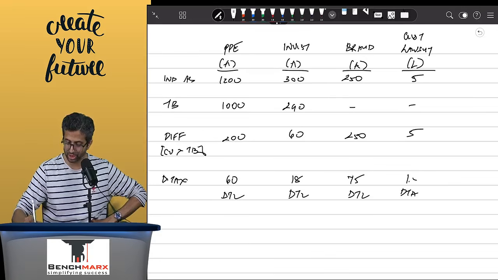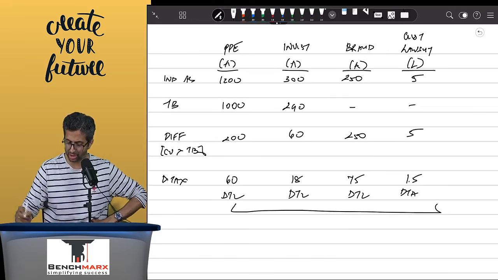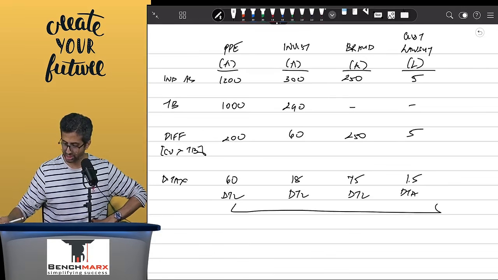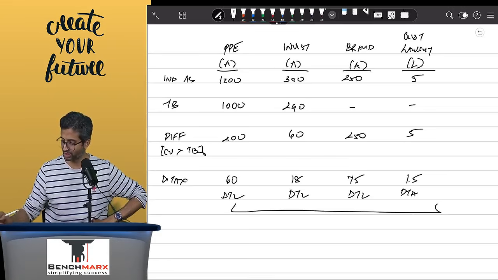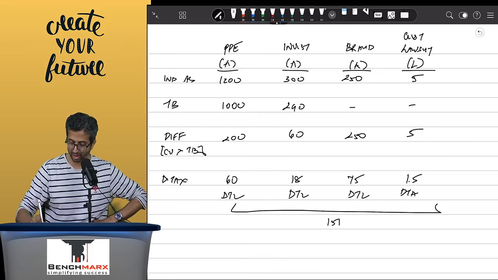5 into, so this is 1.5, and hence if I were to total all the DTLs, this is 78 and 75, and then minus 1.5, this comes to 151.5. This is your net DTL. What ICAI has done is they have directly taken the net balances.